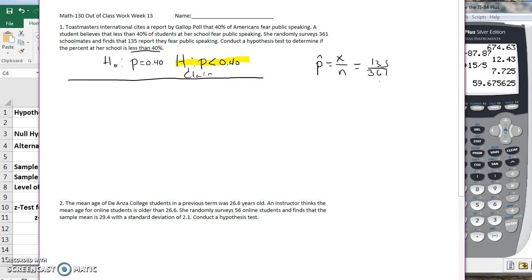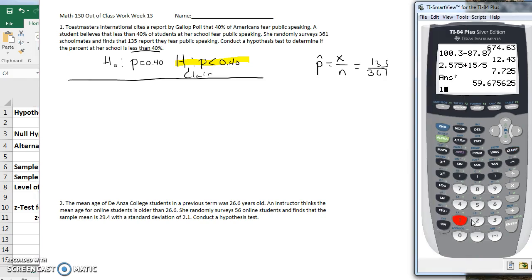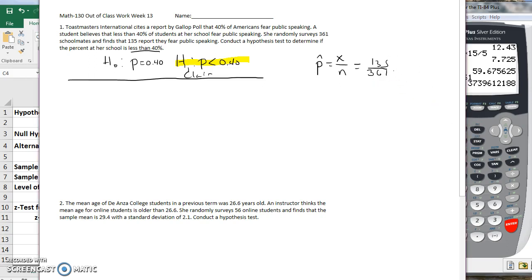So we're going to divide that up and get a percentage. And we get, I'll round this to 4 decimal places. 135 divided by 361 gives us 0.37396. So we'll do 0.3740. That's our p hat. Our sample size n is 361. And our significance level, well, it doesn't tell us the significance level. So if we don't see a significance level, we'll use 0.05.